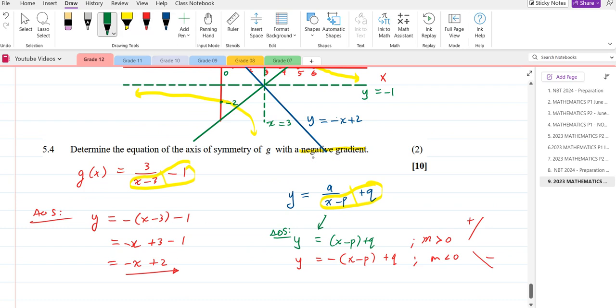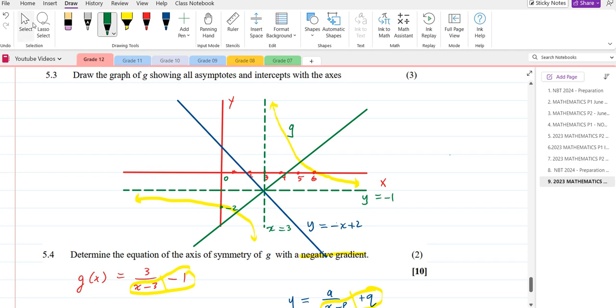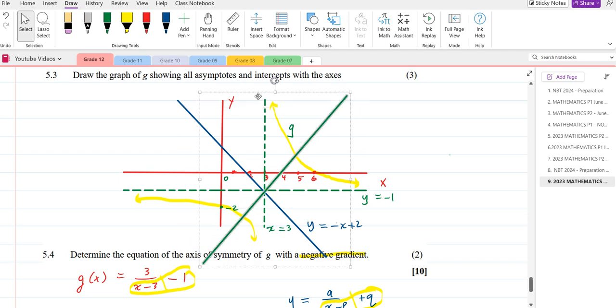So what's going to be your x-intercept and your y-intercept? Your y-intercept is minus 4, so it's going to be something like that, right? So that's that. Those are the two axes of symmetry.